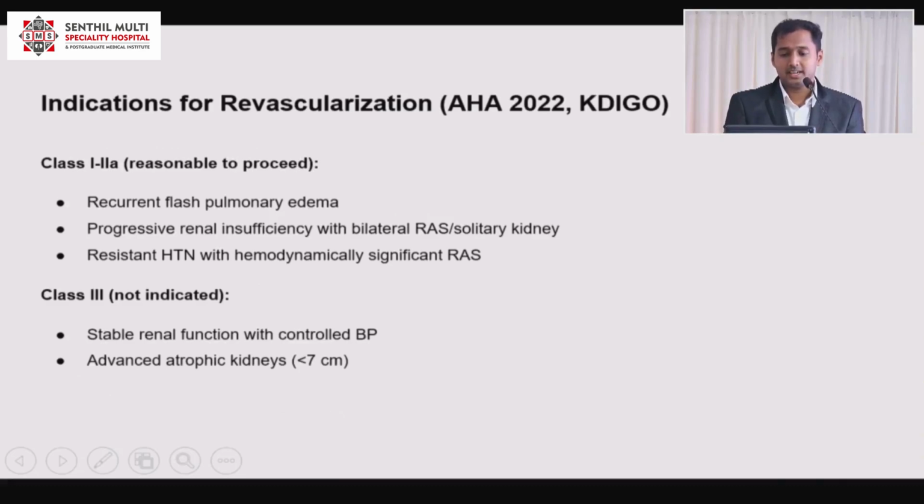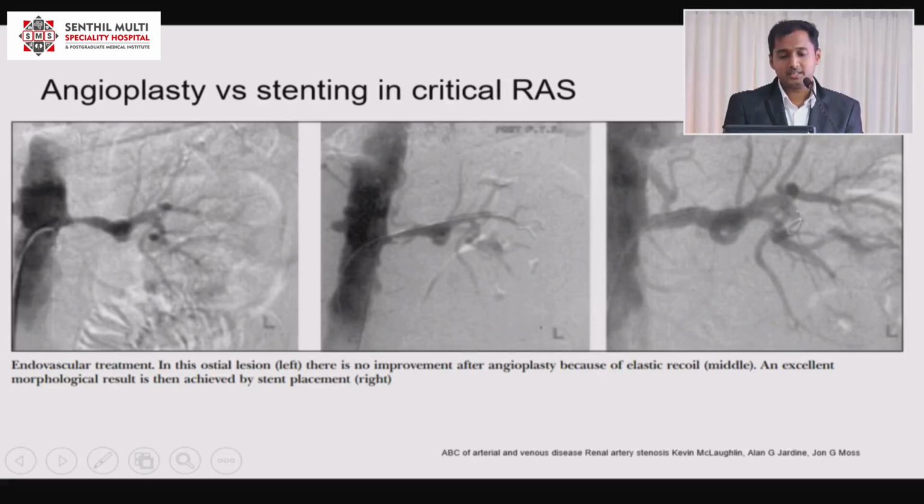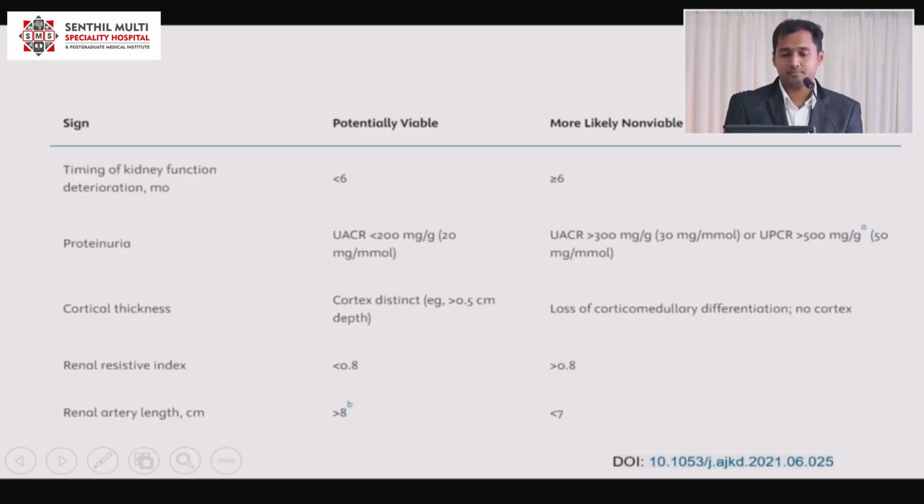So these are the AHA 2022 guidelines for indications for revascularization. In class 1: recurrent flash pulmonary edema, progressive renal insufficiency, and resistant hypertension with hemodynamic RAS. So these are the several trials that have been done, and these trials were done in select individuals. Angioplasty versus stenting: angioplasty is shown to improve the lesion severity, and stenting is indicated only in select patients.